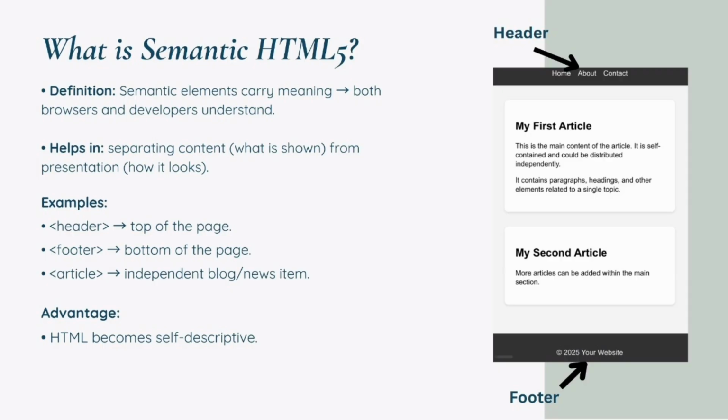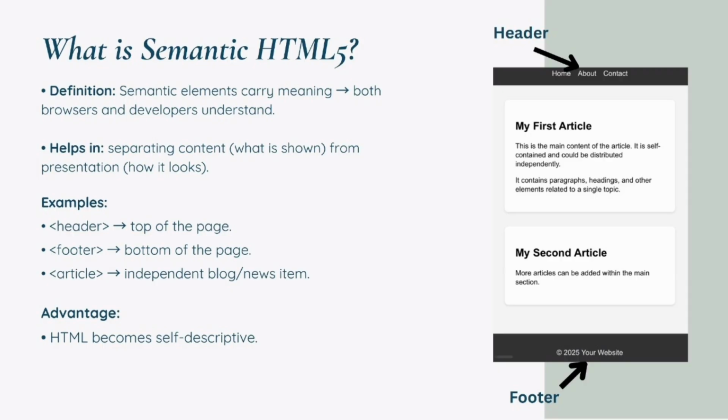Let's look at some examples. The header, it isn't just a box. It explicitly denotes the introduction or navigational content at the top of the page or within a section. The footer is explicitly for the bottom of the page, containing things like copyright and contact info. An article isn't just some text, it's an independent blog or news item, content that could stand alone and be syndicated. The greater advantage of this approach is that your HTML becomes self descriptive.